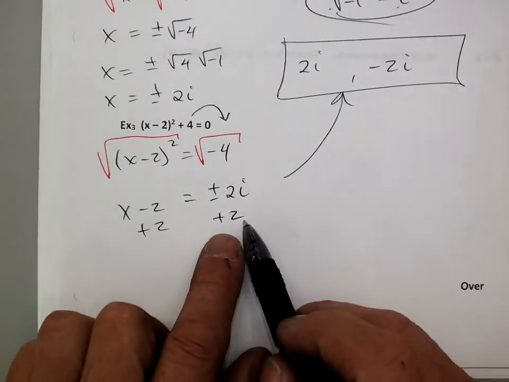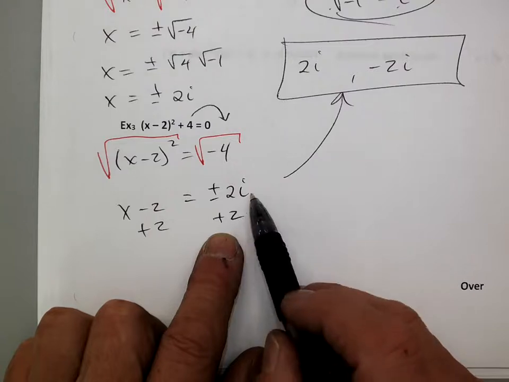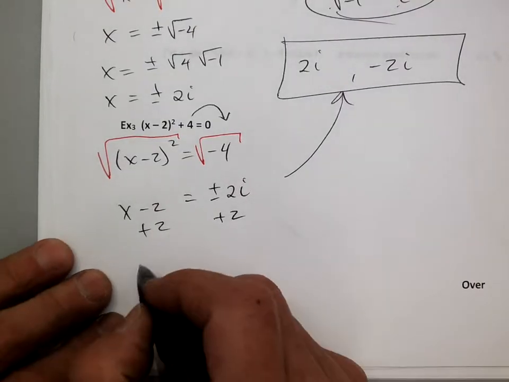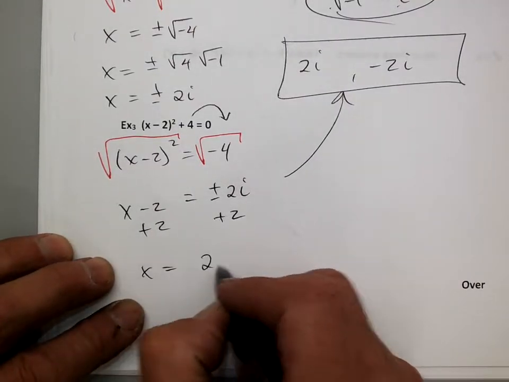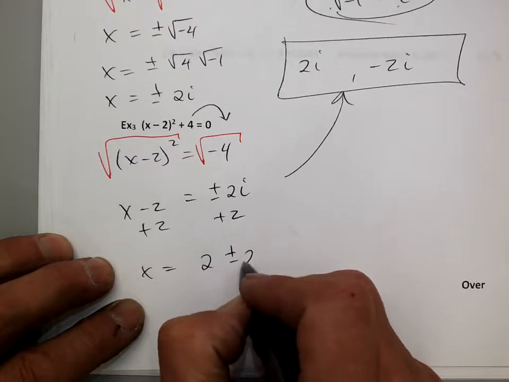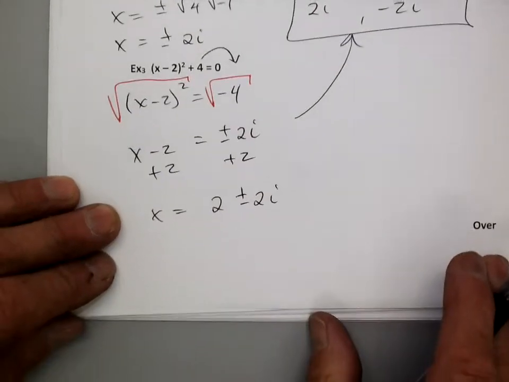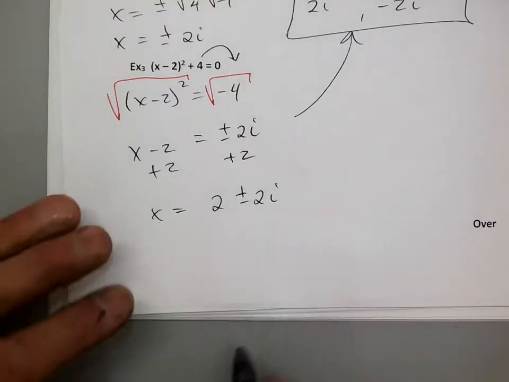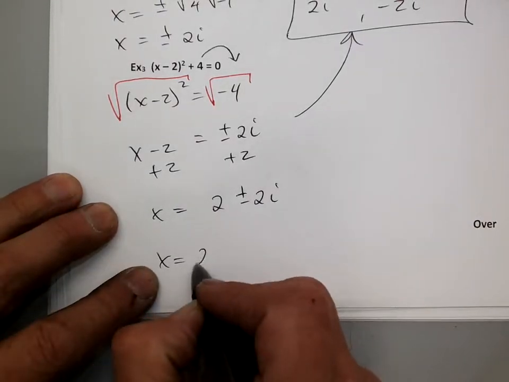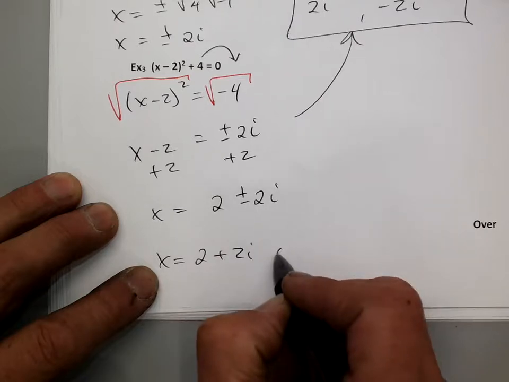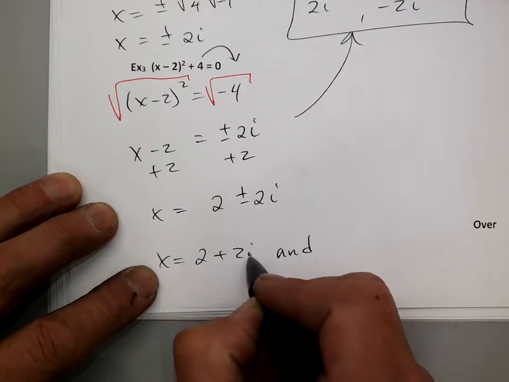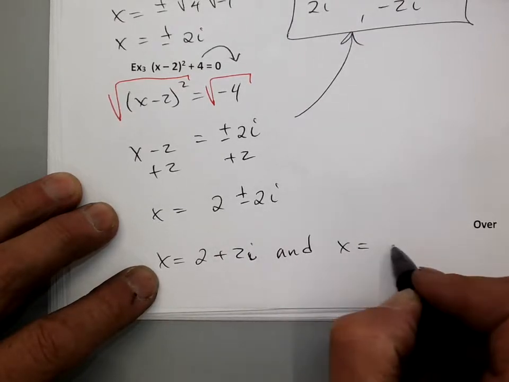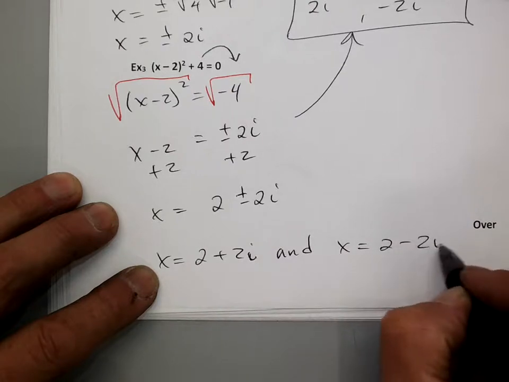That's a real number. That's really 2. And that's an imaginary, right? So my answer is going to be x equals 2 plus or minus 2i, okay? And that is a great way to write the answer. And I'm going to show it to you differently. It's the same as x equals 2 plus 2i and x equals 2 minus 2i, okay?